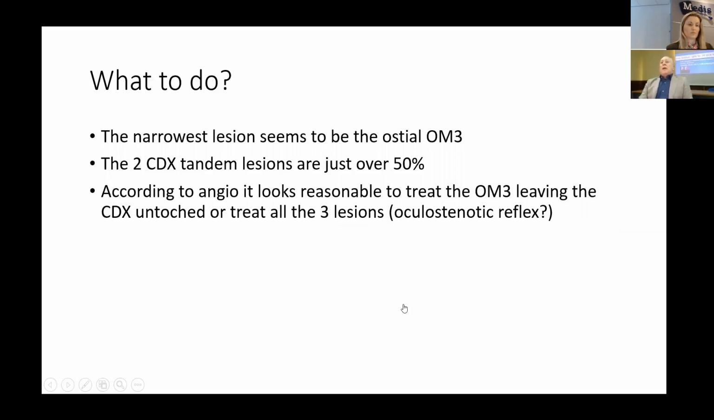Imagine that you have no functional tool to evaluate the lesions. According to QCA, the narrowest lesion seems to be the ostial marginal branch. The tandem lesions in the right coronary artery are just over 50%. According to the angio, it looks reasonable to treat the marginal branch, leaving the right coronary artery untouched. Or you can treat the 3 lesions. But let's go to the QFR evaluation.